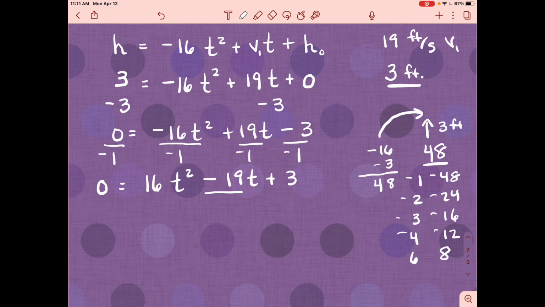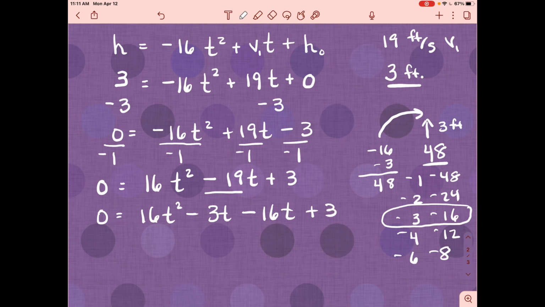So everything's negative, and we can use this guy right here, and we're going to rewrite. 0 equals 16t squared minus 3t minus 16t plus 3. We just rewrote the -19 as that, and I'm going to go like that just so I don't get confused with that negative in my factoring. Look at that, they're very similar.